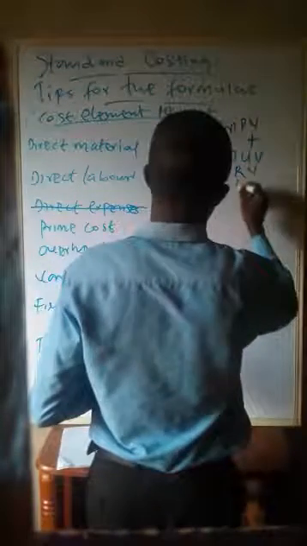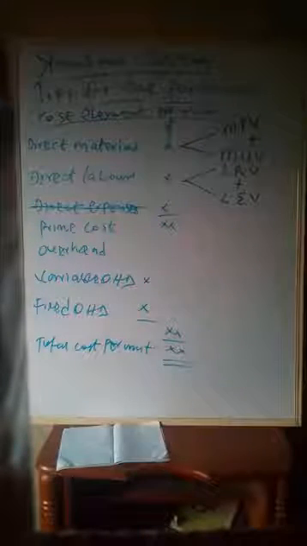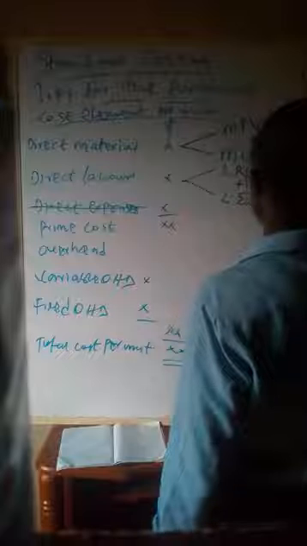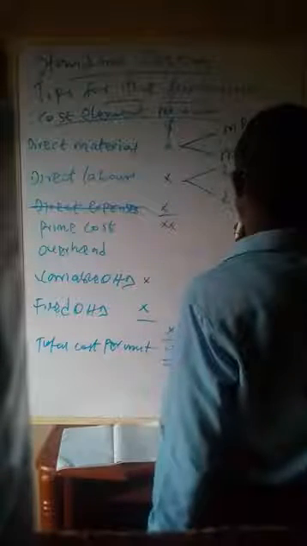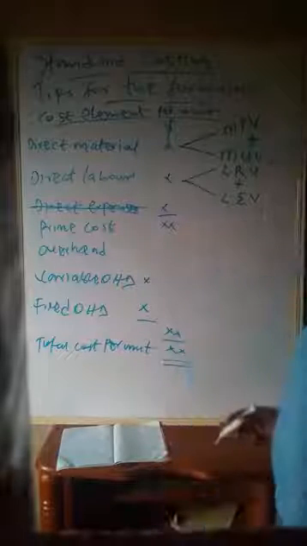Labor rate variance plus labor efficiency variance. Look at it: L stands for labor, R stands for rate, V stands for variance; L for labor, E stands for efficiency, V stands for variance.